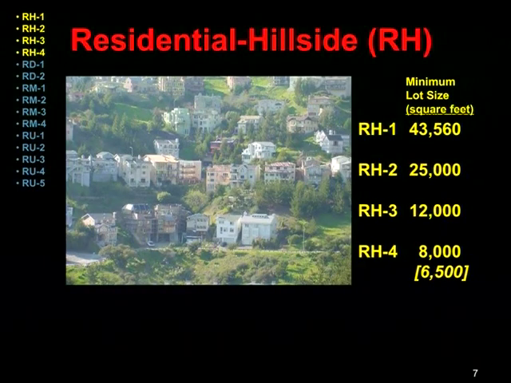The first category is hillside residential, or the RH zone. There are 4 hillside residential zones, ranging from the RH1 zone, which has a minimum lot size of 1 acre, or 43,560 square feet, to the RH4 zone, which has a minimum lot size of 8,000 square feet on steeply sloping lots and 6,500 square feet on relatively flat lots.